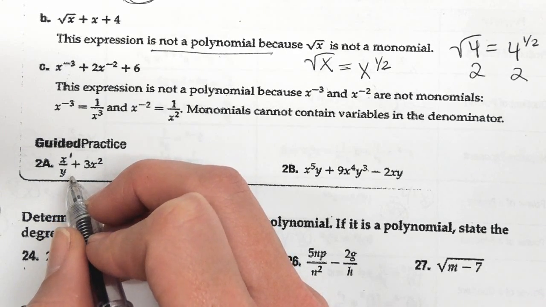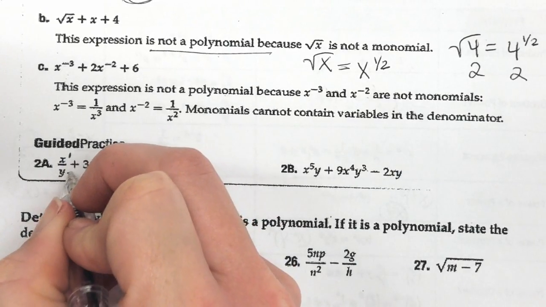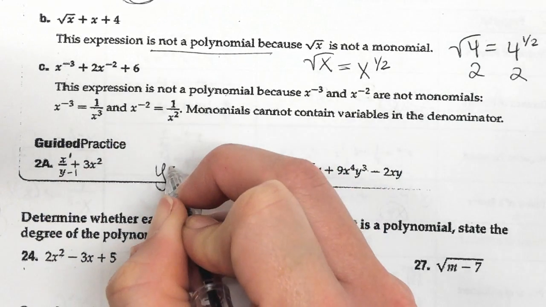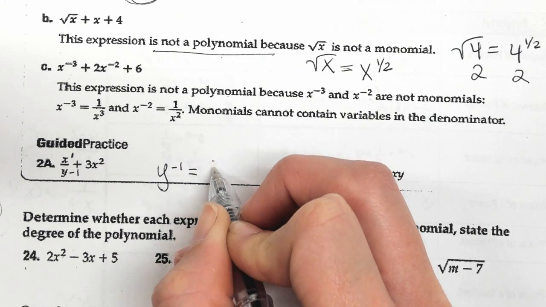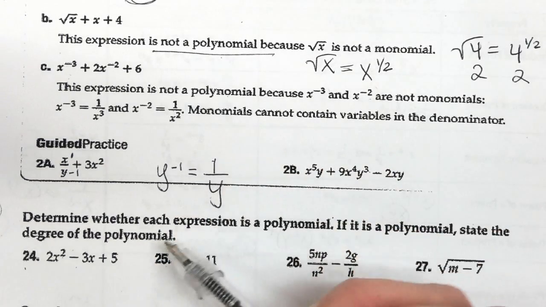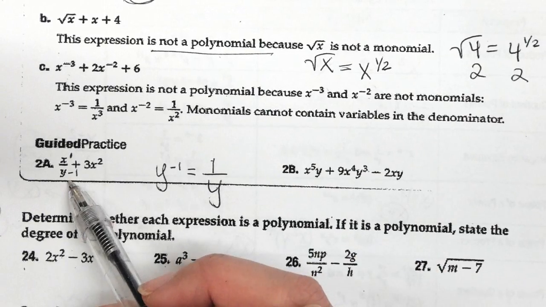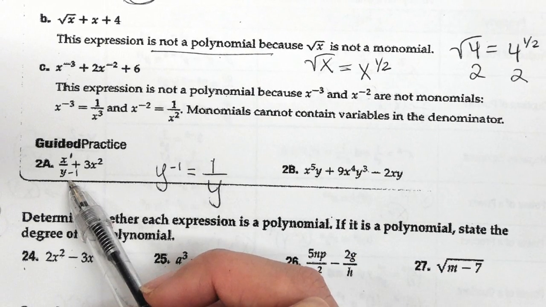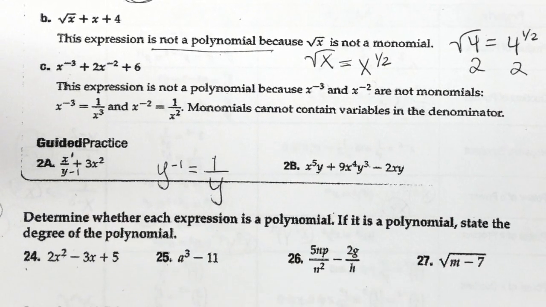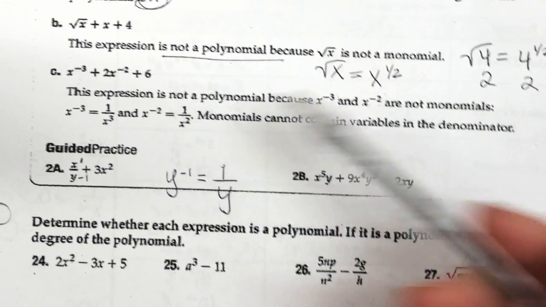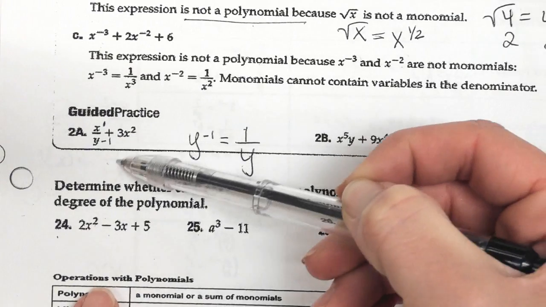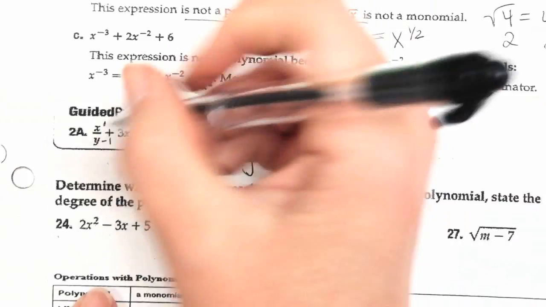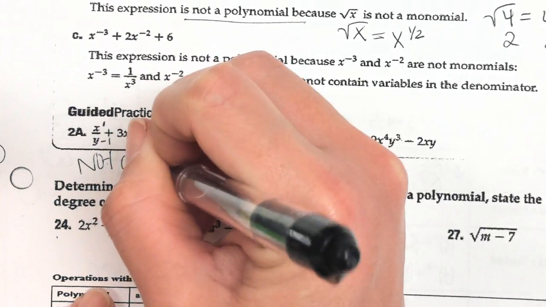It is -1. And the reason why is because, remember, if we had y to the -1, we'd have to write this as what? 1 over y. Good. So anytime a y is in the bottom, this really has an exponent of -1. So to be a monomial, or to not be a polynomial, you can't have square roots, you can't have negatives, and you can't have any letters on the bottom. So not a polynomial.